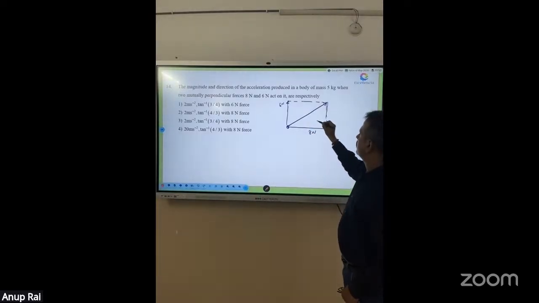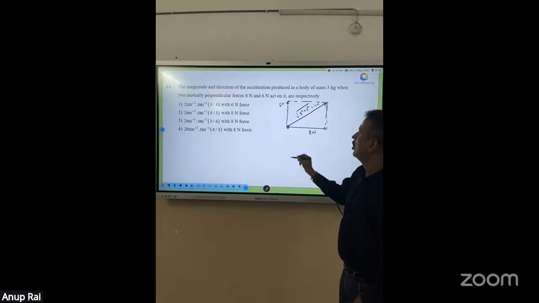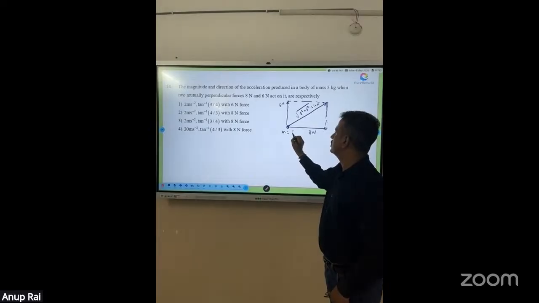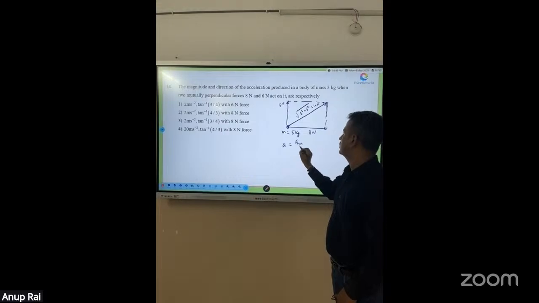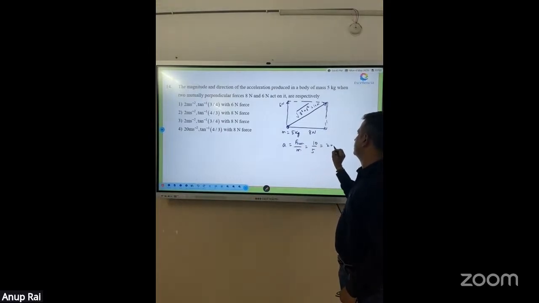This is going to be the net force. Net force is going to be equal to root over 8 square plus 6 square, which is 10 Newton. The mass is given to be 5 kg. So acceleration is going to be equal to net force divided by the mass, which is 10 by 5, 2 meter per second square.